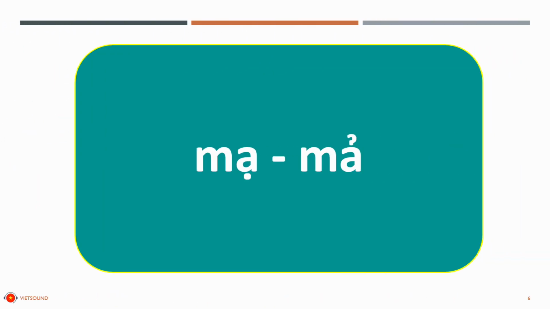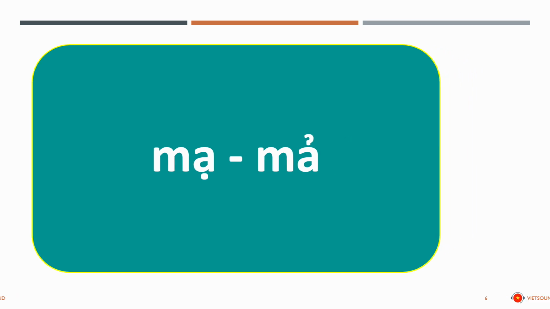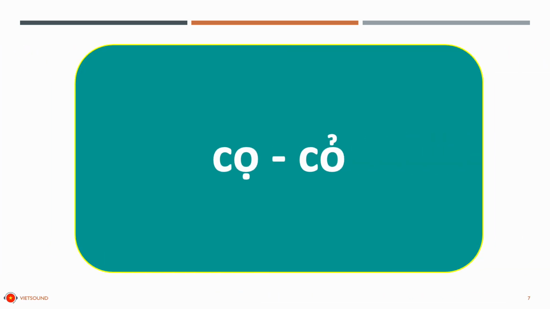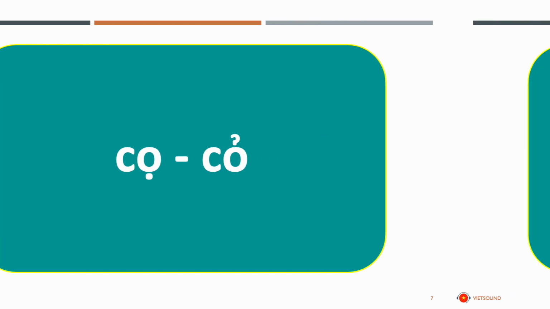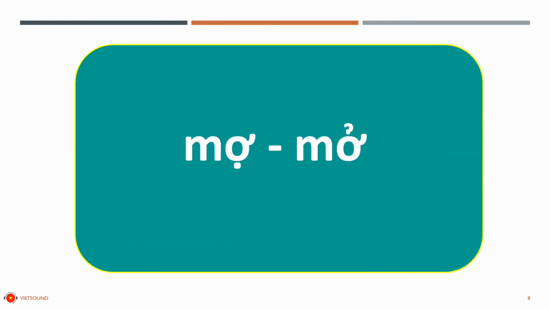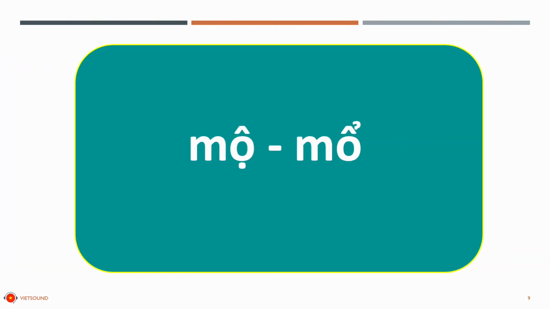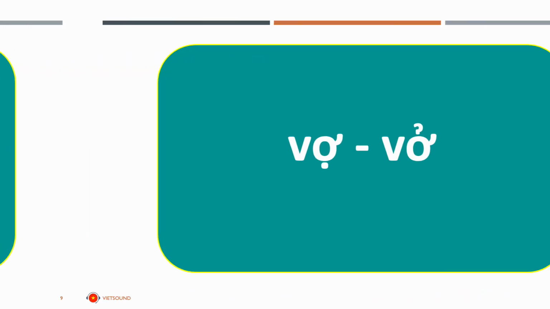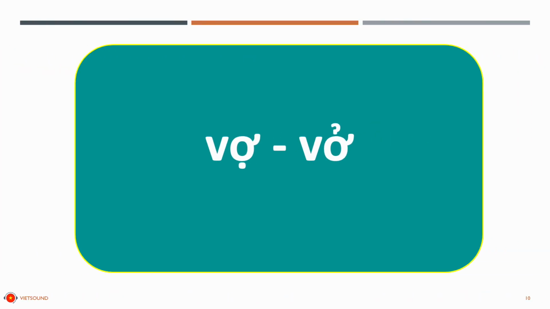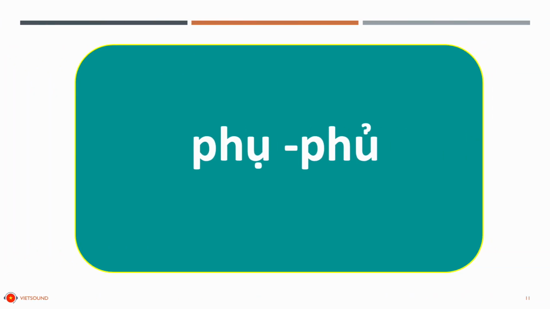Let's practice saying some pairs of words. The first word is with the low falling broken tone, and the second one is with the falling and broken tone. Ma mả. Có cỏ. Mơ mở. Mộ mổ. Vợ vở. Phụ phủ.